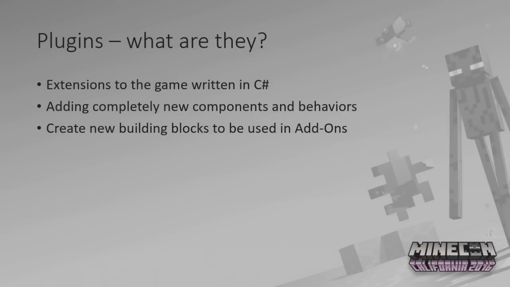So we are not going with Java. We are using a programming language called C#, that is very similar to Java, but it has a few advantages. That's why we chose it here. One of the main features will be that you can actually add completely new components and behaviors that can be used in combination with the add-ons, with the data-driven JSON files, to create new interesting things that are not possible with just the behaviors that we have in the game in the vanilla version.